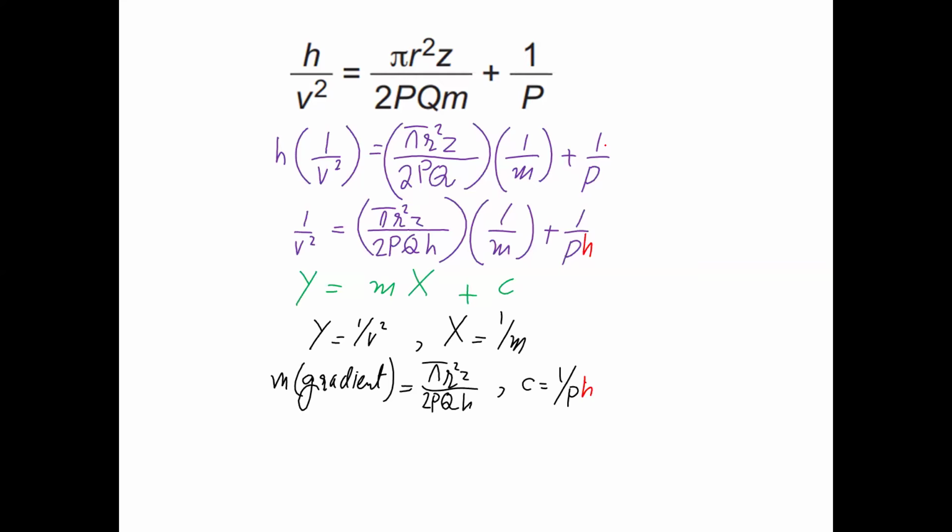Gradient is equal to pi r square z upon 2pqh.